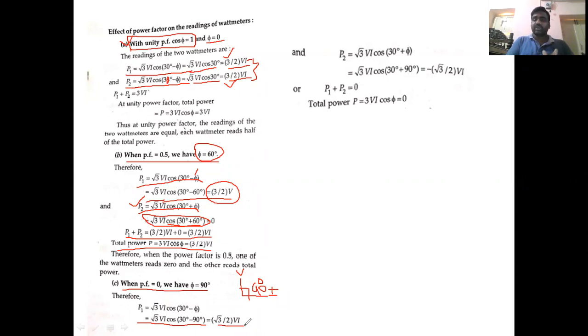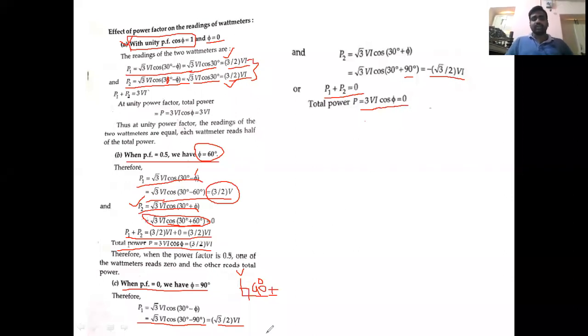If we substitute the same parameters in P2, P2 is equal to root 3 VI cos of 30 plus phi, with phi equal to 90 degrees again. That is equal to minus root 3 by 2 VI. So P1 plus P2 is equal to 0. What will be the total power? Root 3 by 2 VI minus root 3 by 2 VI, both will get cancelled, and total power is equal to 0.